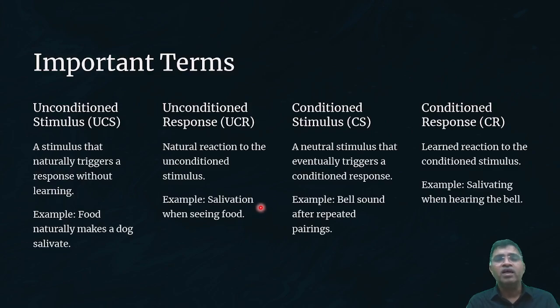Okay, then here, conditioned stimulus. It is a neutral stimulus that eventually triggers a conditioned response. Example, a bell sound after repeated pairing. Okay, conditioned response: the learned reaction to the conditioned stimulus. For example, salivating when hearing the bell.